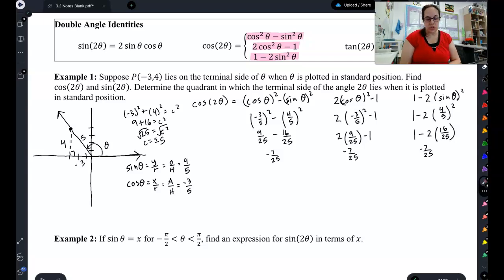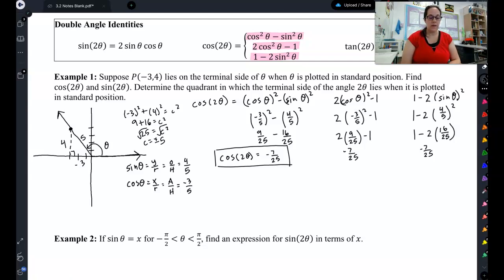So this is just showing you that yes, there are 3 versions for cosine of 2 theta. You can use any one of them to get to the same answer. There's not really a pro and con of one above the other. So in this case, we're just going to end up by saying cosine of 2 theta equals negative 7/25.